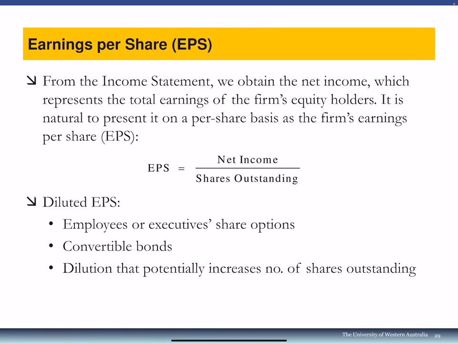Next is another slide with an orange heading, earnings per share. We talk about earnings per share from the income statement, where we obtain a net income, which represents the total earnings of the firm's equity holders, divided by shares outstanding. The other one is diluted EPS, which adds to the denominator additional shares that are not outstanding at the moment, but will be outstanding, as they are convertible in the future. Earnings per share, very important.